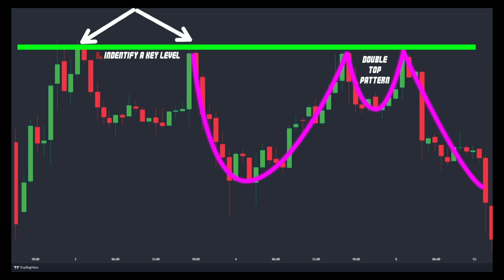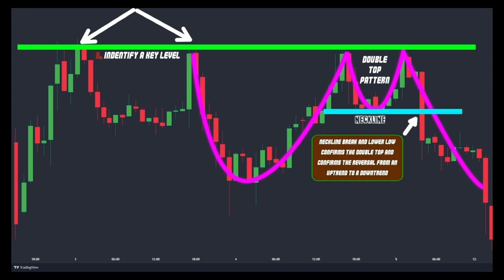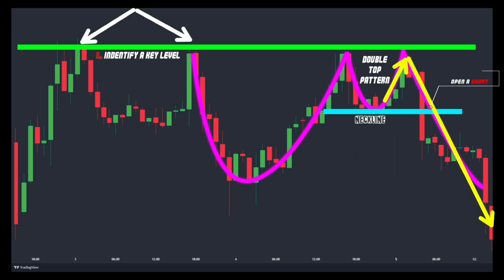So again, to confirm the double top reversal, the neckline is placed at the recent swing low here. Once price breaks through the neckline and makes a lower low, and the trend change from an uptrend to a downtrend is now confirmed, you would then take trade entry short through a lower intraday time frame.